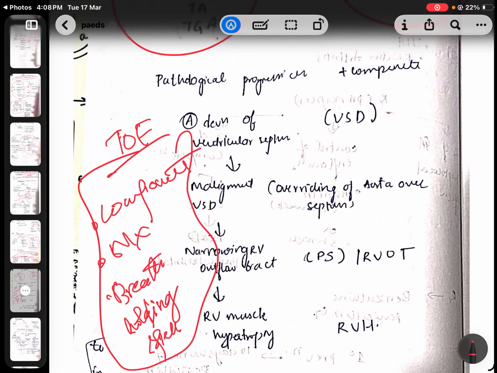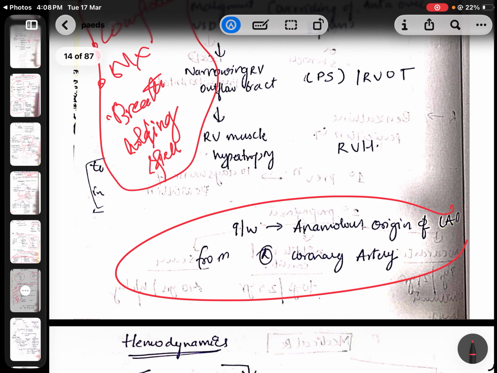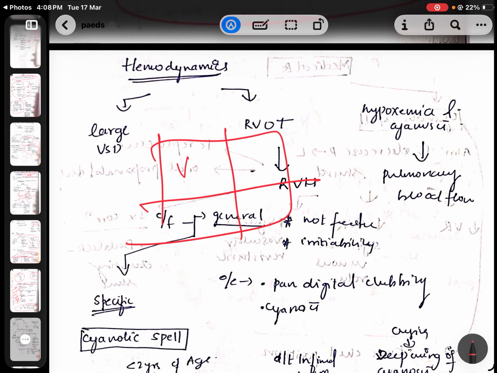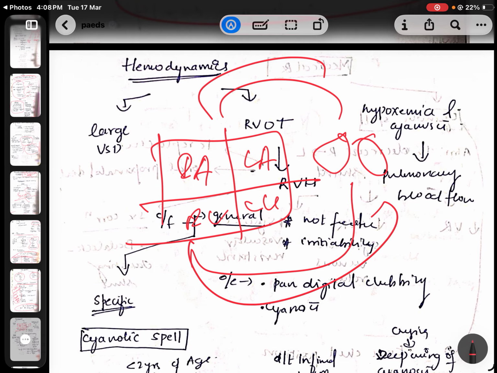This is the major thing, and I have discussed all the pathological progression with the components here. So make sure you write the sequence of the components accordingly, because of that the next process will happen. That's the importance of knowing the sequence also. So make sure you know that properly. Again, these are the hemodynamics. Rather than writing hemodynamics, divide it as RA, RV, LA, LV, then lungs. Now you place the disk.